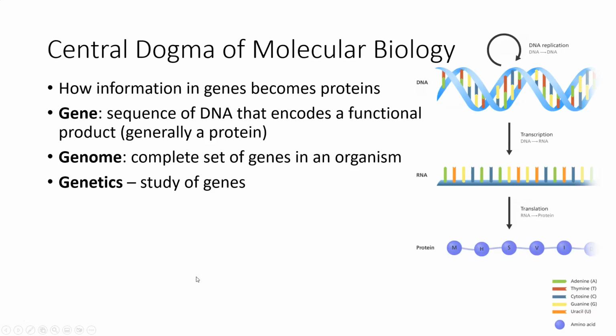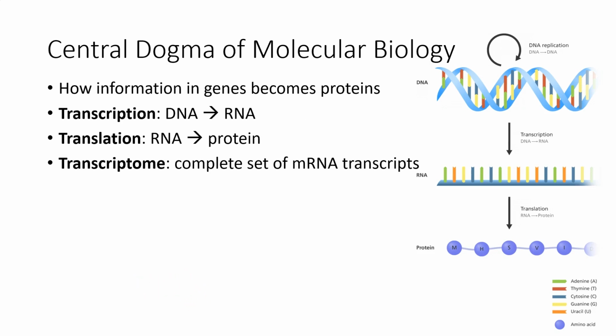For most of this video, we'll look at the central dogma of molecular biology. This is how information in our genes becomes our proteins. We'll start with a few terms. So a gene is a sequence of DNA that encodes a functional product, and this is generally a protein. Our complete set of genes is our genome, and genetics is the study of genes.